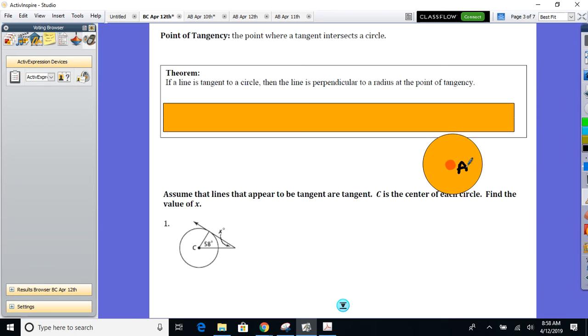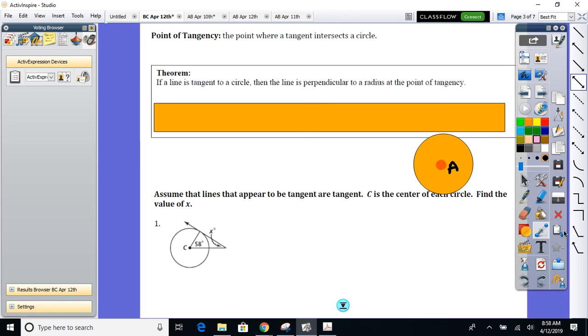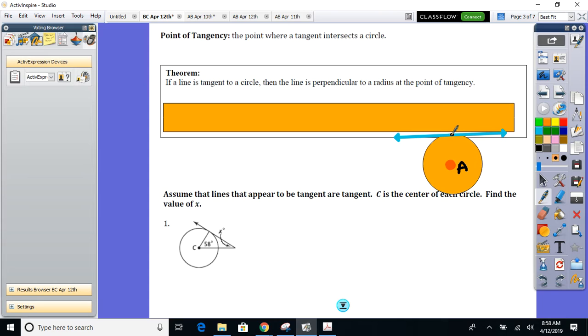Please draw on your own tangent line right now. There are infinite you could draw in, so just draw one, please. Mark your point of tangency. Label it as well.